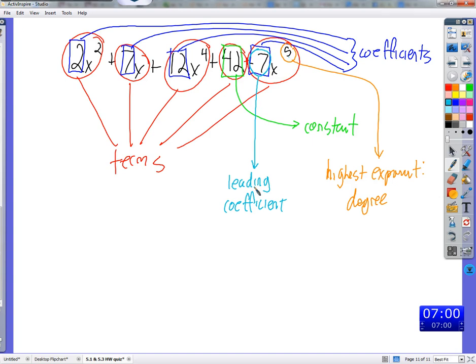And the highest exponent is what we call the degree. Degree 5. It's a fifth degree polynomial. It's a degree 5 polynomial.